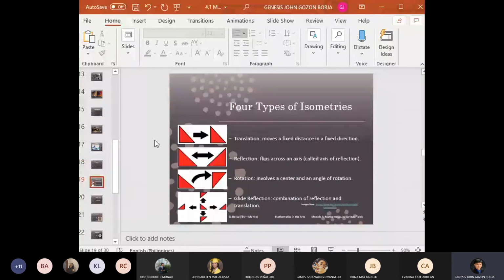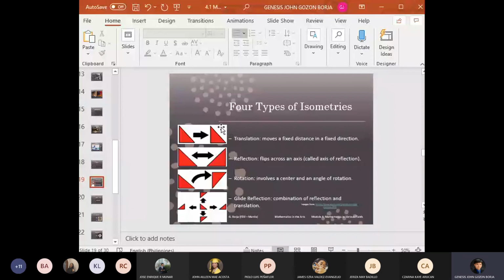And here are the four. So these are the distance and therefore shape preserving transformations. So we have the translation. So kapag translation, inuusod lang natin. No? We are just moving at a fixed distance in a fixed direction. Okay, so halimbawa, this triangle here, when we move it to the right, like this is now the triangle, which is the same.